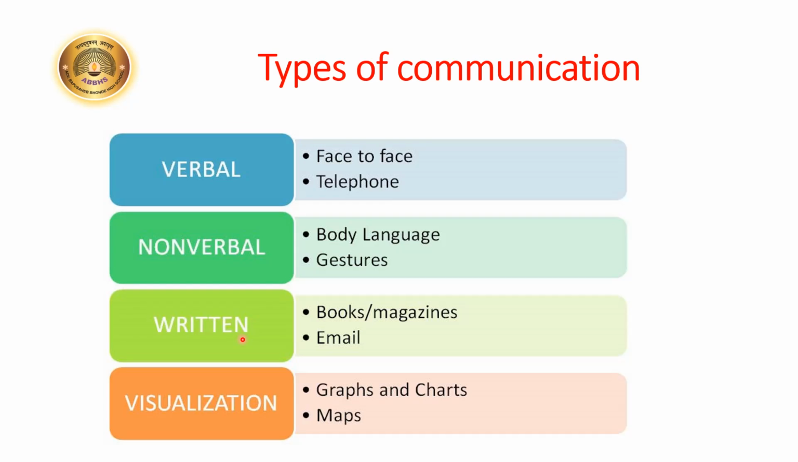The next type of communication is written communication. In written communication, through books, magazines or email, you can pass information. In visualization, you can represent numerical data and other information through graphs and charts. Through a map, we can identify exact location. Everybody is using Google Maps to search exact location, and you can reach that location if you don't know it. So you can use Google Maps. Everybody is familiar with that.